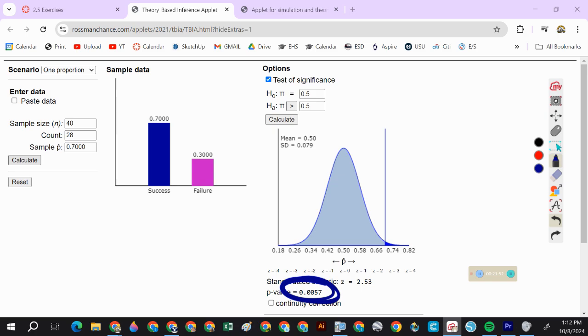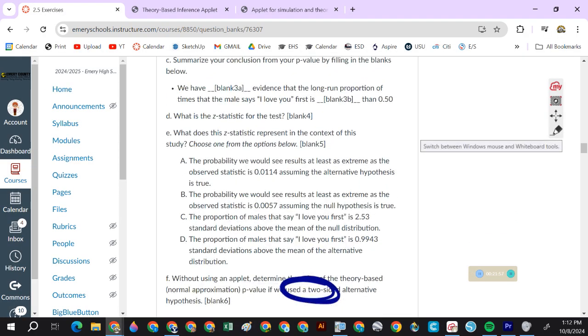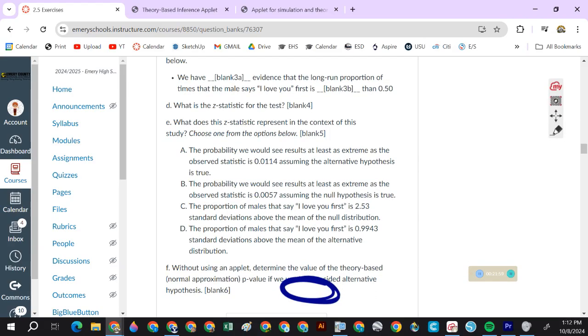All right. So what does that p-value mean? Okay, so B. The probability we would see results at least as extreme as the observed statistic is less than 1%, assuming the null hypothesis is true. So is it possible to flip a fair coin 40 times and get 28 heads? Yes, but the probability of that happening is about 0.5 percentage point. Okay.